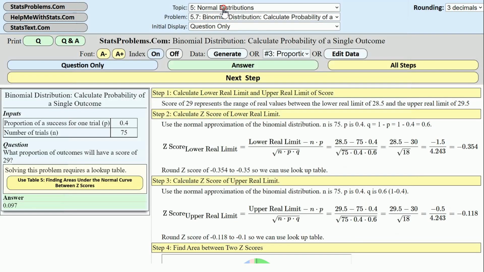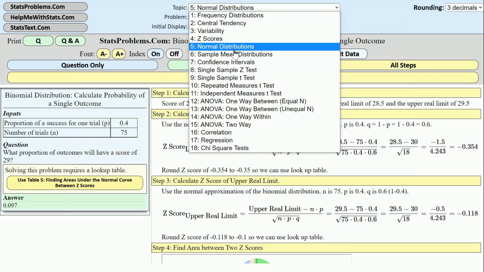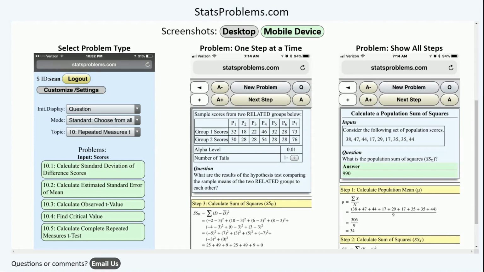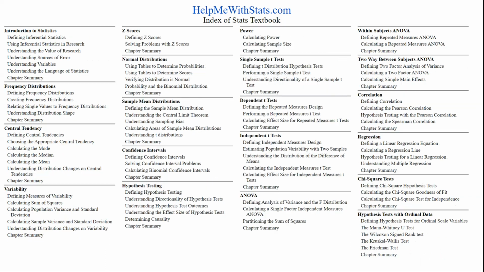The free website has statistical analyses in all of the most common areas in statistics. Statsproblems.com also has a mobile version so you can access the site from anywhere. For help with statistical concepts, HelpMeWithStats.com is a free website that has more than 70 tutorials, as videos, or as self-paced slideshows. In addition, helpmewithstats.com gives you free access to a comprehensive stats textbook with more than 685 review questions.